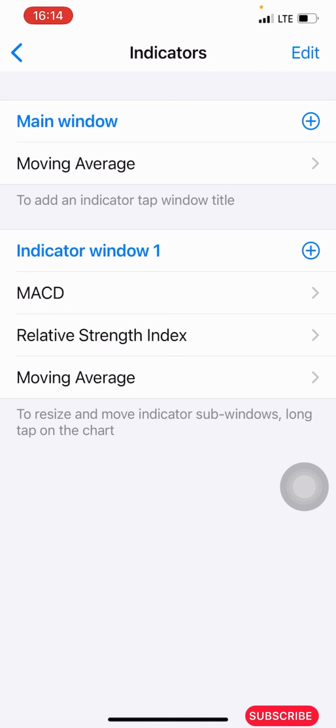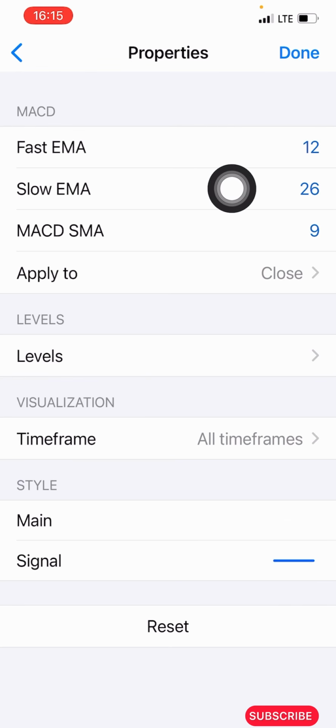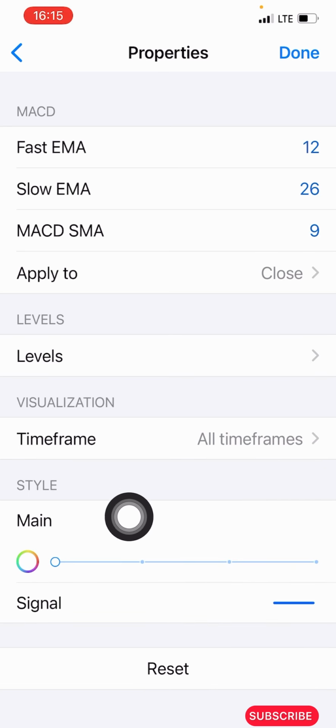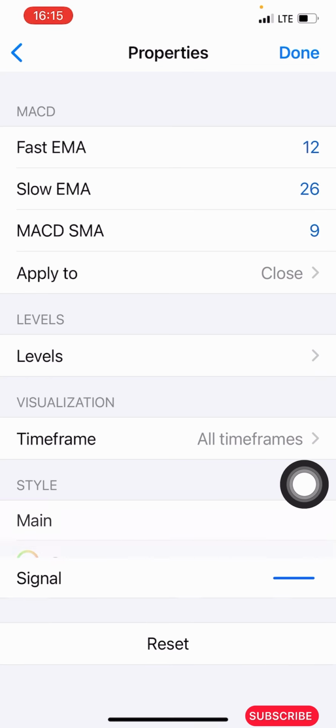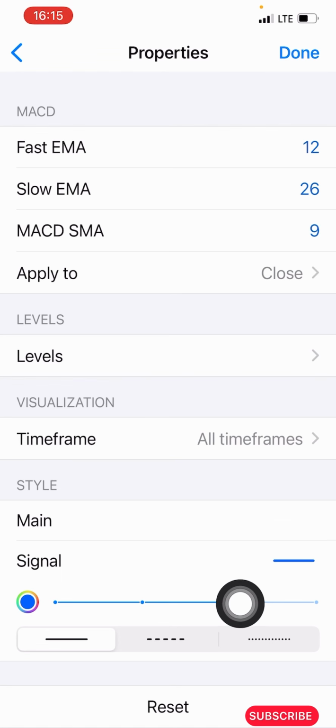The next indicator is MACD. Click on this plus icon again and search for your MACD. These are the properties: the fast EMA is 12, slow EMA is 26, MACD SMA is 9, apply to is close. The time frame is all time frame. Under the star, you make the main the color of your background, 1 pixel. The signal, you make it color blue, and use 3 pixel for it. After that, click on done.